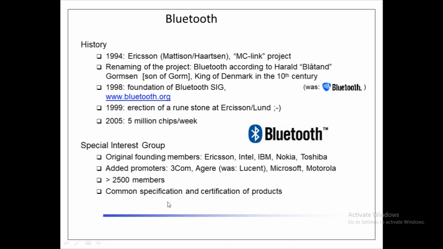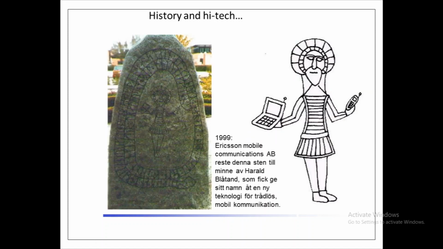By the end of 1999, Ericsson erected a runestone in Sweden in memory of Harald Gormsson, called Blatand, who gave his epithet to this new wireless communication technology. This new carving shows a man holding a laptop in one hand and a cellular phone in the other. Of course, there are no such things visible on the original stone. That is just a nice story.